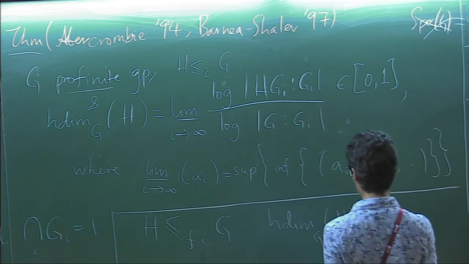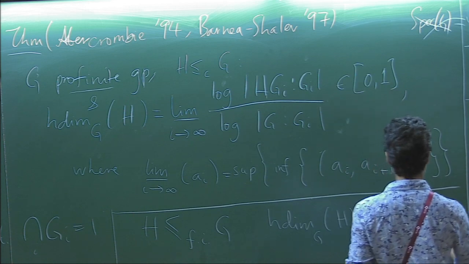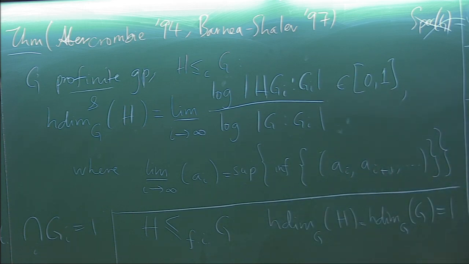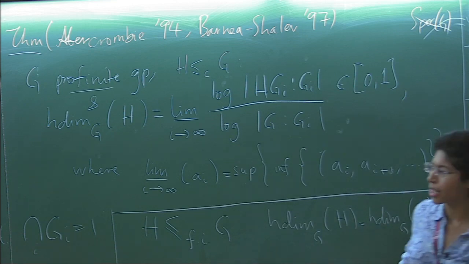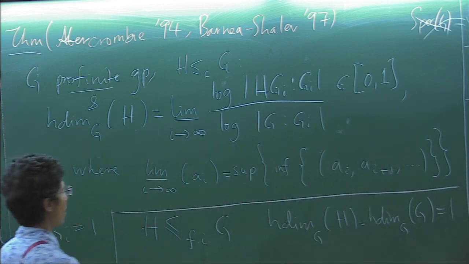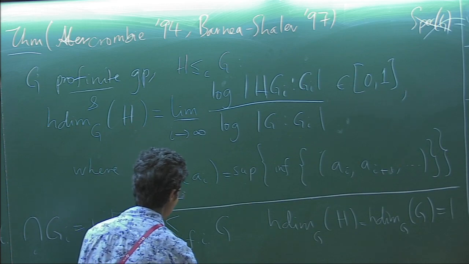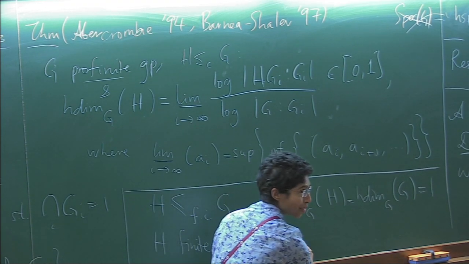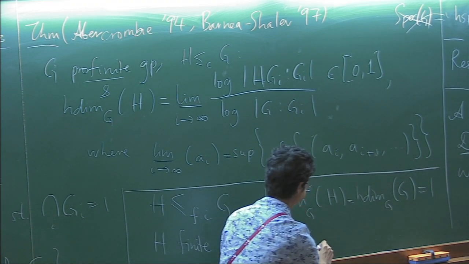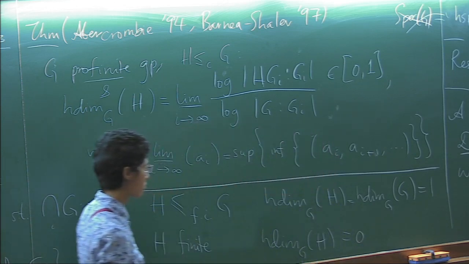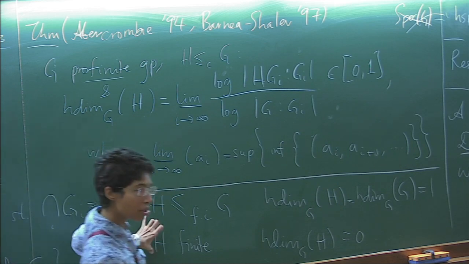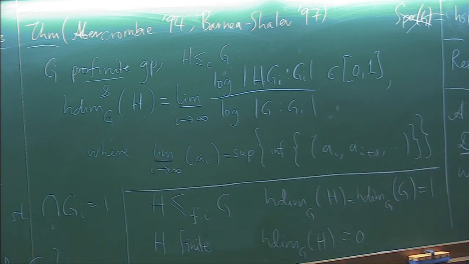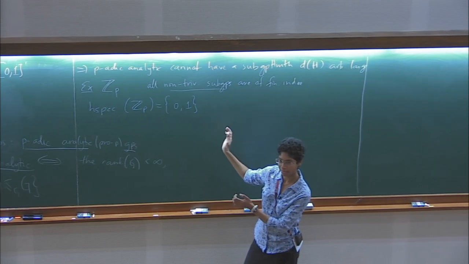And from the formula, you can also see after a while, if not straight away, that if you have a finite index subgroup, the Hausdorff dimension is 1, so it's the same as the Hausdorff dimension of G. This is independent of the filtration. The other extreme case is when your subgroup is very small, when it's finite. Again, from the formula, you get 0, the smallest possible, essentially like the trivial subgroup. So with these two things in mind, we get the spectrum of Z_p is just {0, 1}.